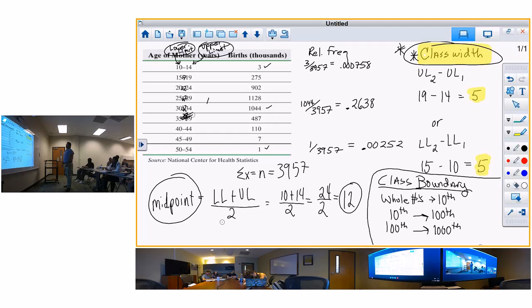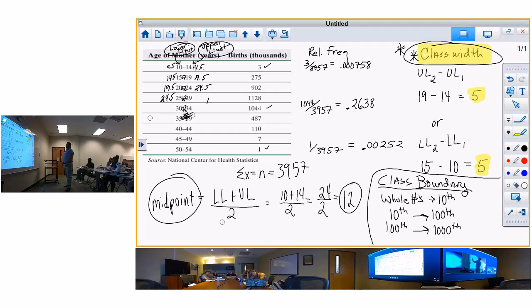So what the heck does that mean, Hubert? Well, these are all whole numbers, right? So this one, I'm going to do 9.5. 9.5 is your class boundary to 10. What is the class boundary after 14? 14.5. 14.5 goes here, and then this is 19.5. 19.5 is here, and this is 24.5. And this is 24.5. Or we could just add the class width to every one of them.